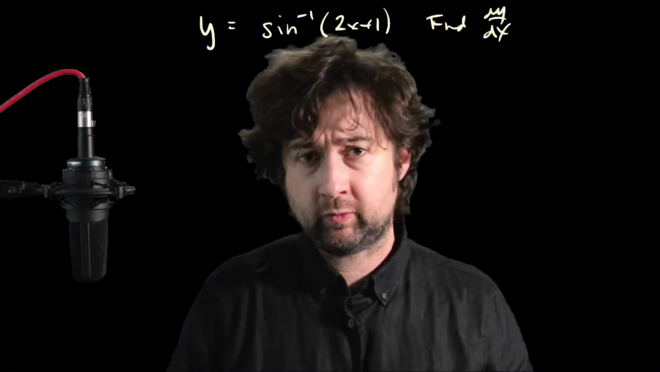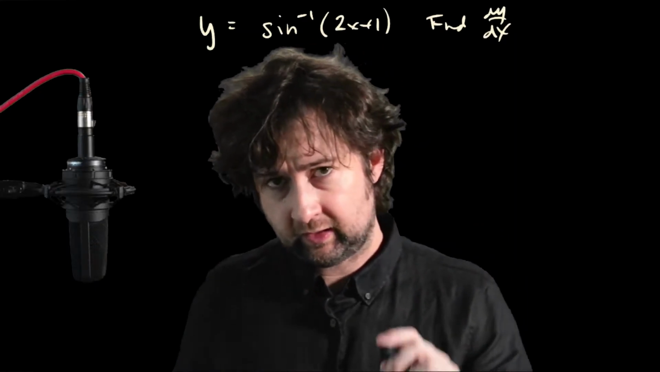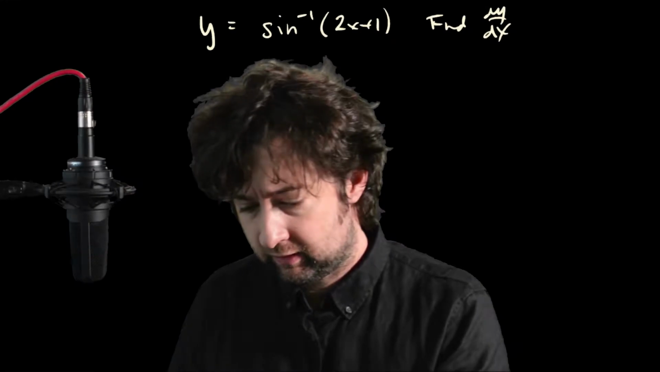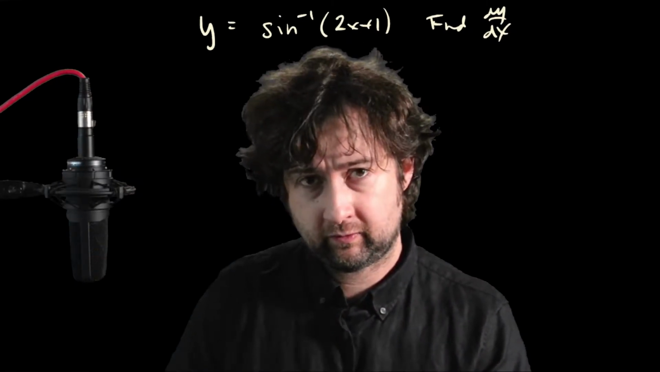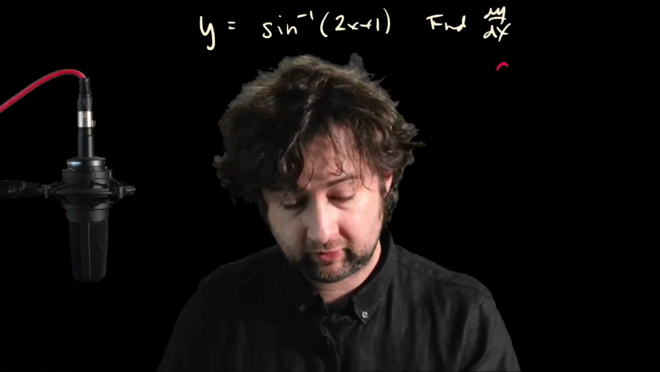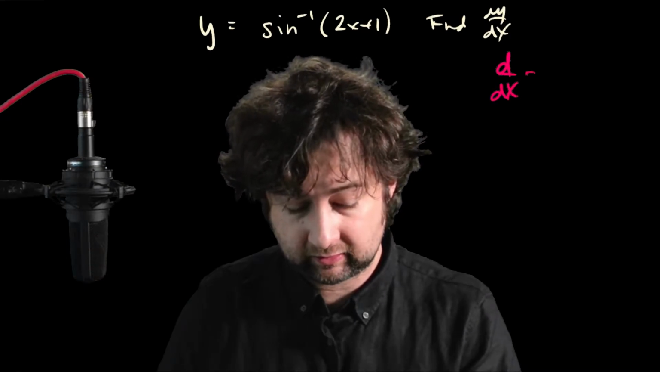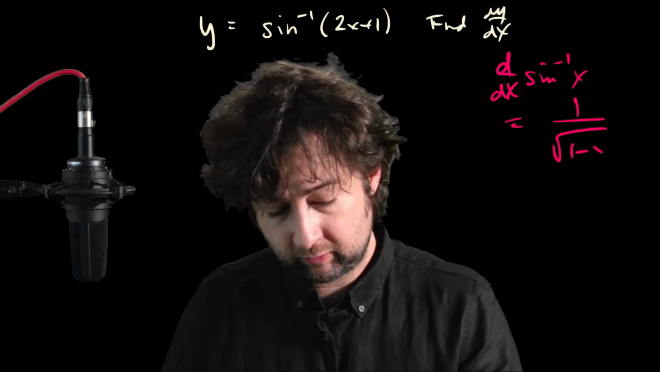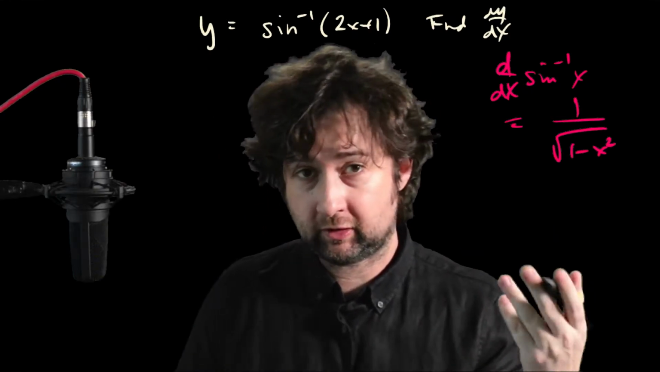The first thing we'll do is compute this derivative. And since I know that I'm going to be doing a derivative that involves an inverse sine, just to remind myself of the formula that's going to be relevant, I'm going to write down that d by dx of the inverse sine of x is equal to 1 over the square root of 1 minus x squared. So that's going to be something that we're going to want.